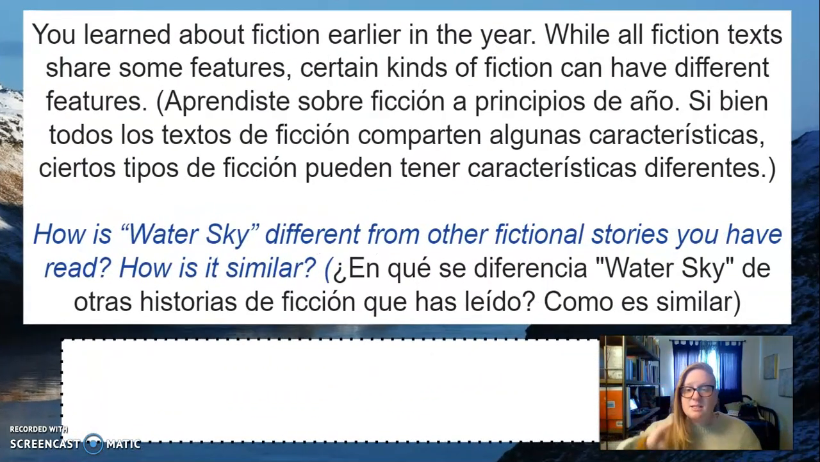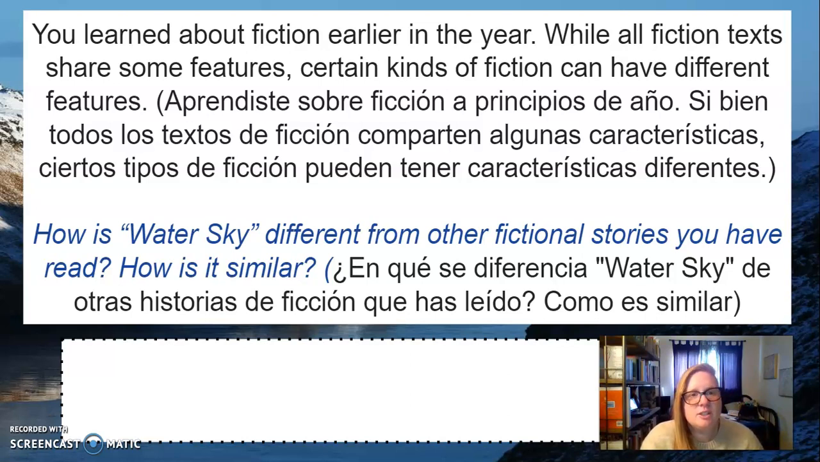Now, once you are done with that, then you're going to move on to this. You can't do this before you do that, just because you will want more information about what happens in Water Sky before you move on. So go ahead and pause and do the key events and summary for that last part of Water Sky. Come back in 5, 4, 3, 2, 1.